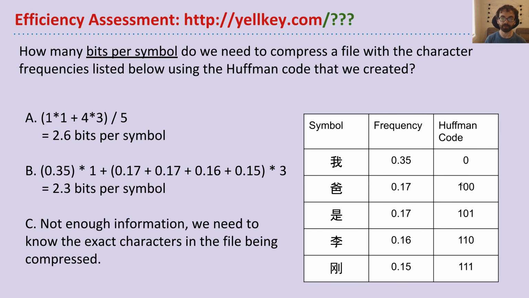So, a question for you to see if this all really makes sense. What I'd like you to do now is figure out, if we use a Huffman code to encode some text, how many bits per symbol we need. I've given you three possible answers: 2.6 bits per symbol, 2.3, or we don't have enough information. Here is the relative frequency of each character, and here's the Huffman code. Try and give that problem a shot.